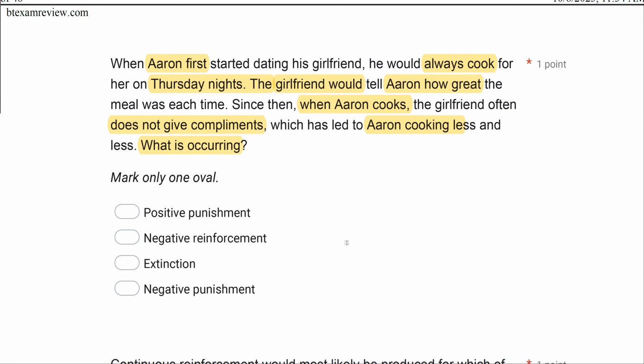It's very, very different, okay? Negative means something's been removed. In this case, nothing's changing, right? She's just not giving the same reinforcement as before. It's a very important distinction to make. So what is actually occurring? Well, C, extinction.